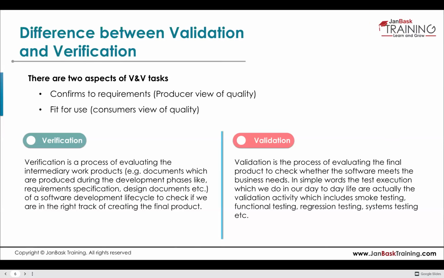And what is validation? Validation is the process of evaluating the final product to check whether the software meets the business needs. In simple words, the test execution which we do in our day-to-day life is actually the validation activity, which includes smoke testing, functional testing, regression testing, system testing, etc. Don't go to this term, what is smoke testing, what is functional testing, what is regression testing, what is system testing. We'll talk about this in the later sections. But what you need to understand is, when do we perform verification, when do we perform validation? Keep it simple.